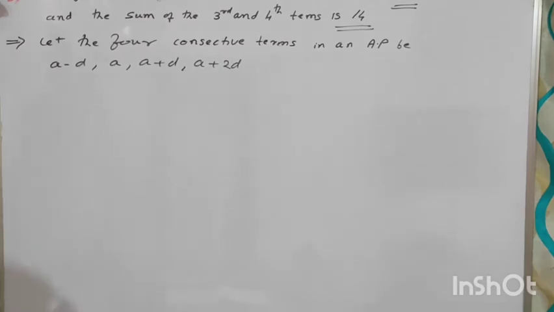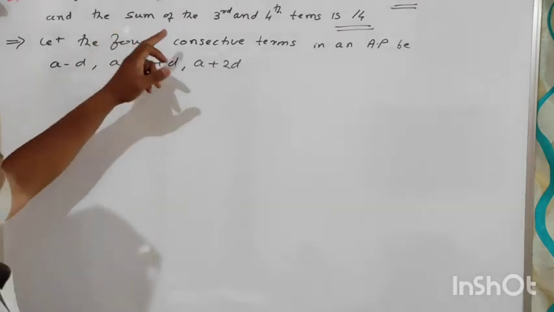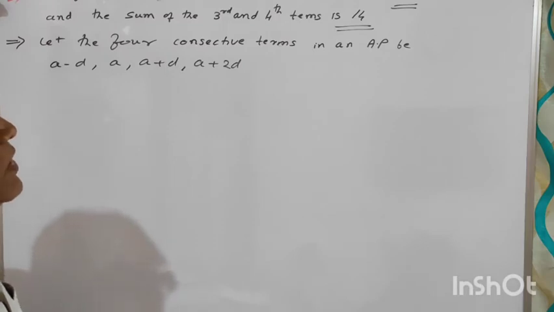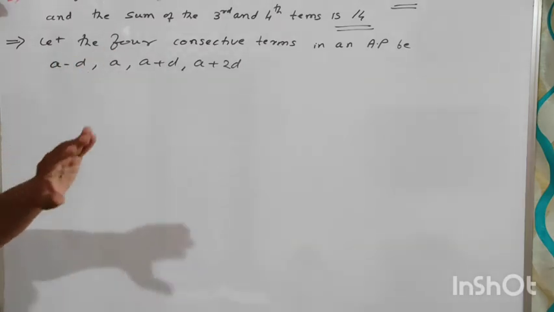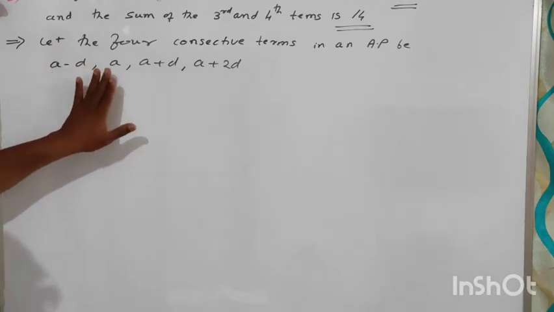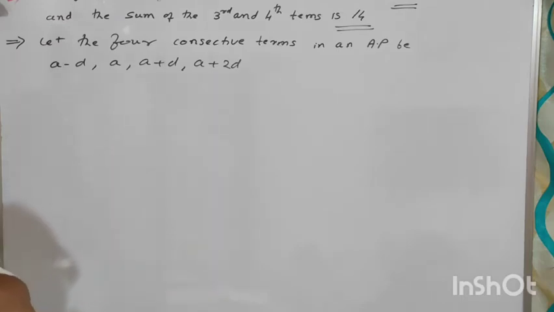Now, eighth example: find the four consecutive terms in an arithmetic progression whose sum is 12 and the sum of the third and fourth term is 14. Let the four consecutive terms in an arithmetic progression be a minus 3d, a minus d, a plus d, and the consecutive of a plus d is a plus 3d.